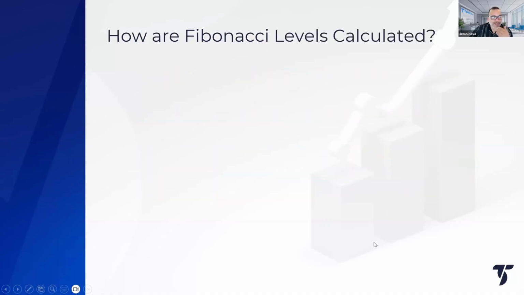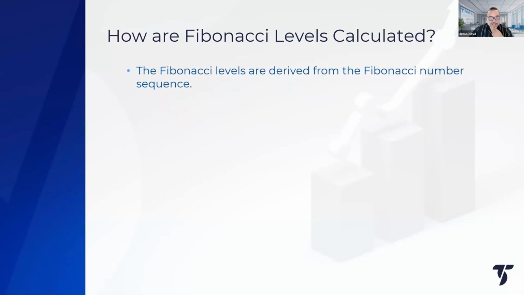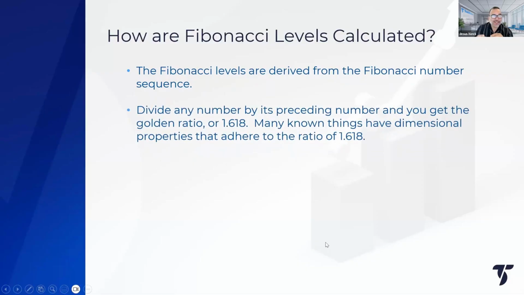To take this a bit further, with the number sequence, you've got to do something else to it in order to reach these Fibonacci levels. Fibonacci levels are derived from the Fibonacci number sequence. What it does is divide any number by its preceding number, and you get what's called the golden ratio number, or 1.618.